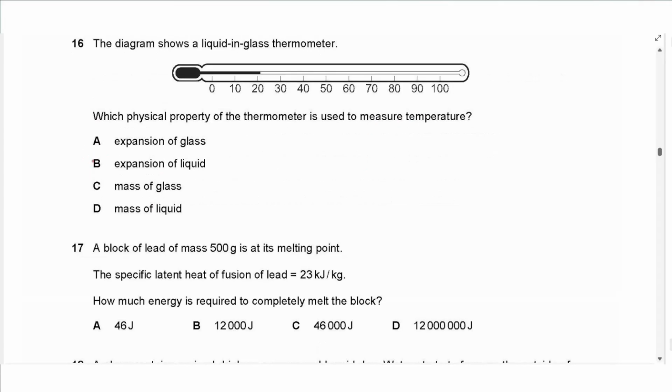Question 16 and 17 are not in the new syllabus, so you can skip these two questions. Question 16 says the diagram shows a liquid and glass thermometer. Which physical property of the thermometer is used to measure the temperature? It is the expansion of the liquid, either the mercury or the alcohol inside the capillary tube and the bulb.